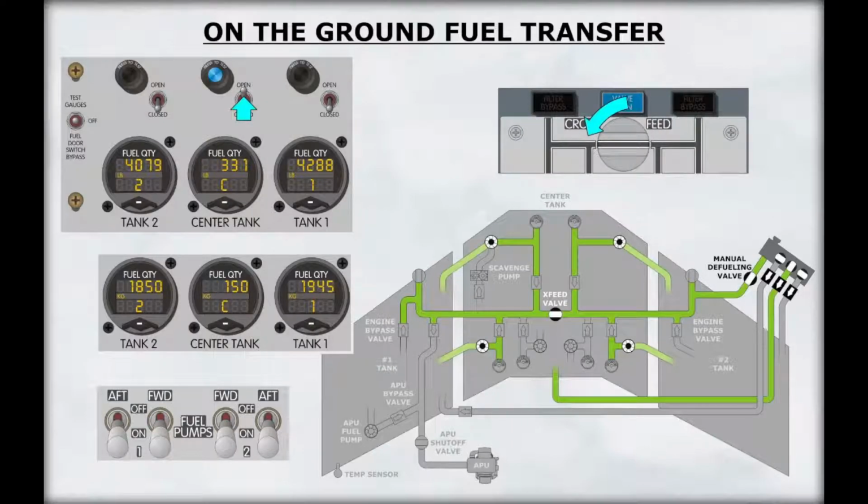In this example, fuel is being transferred from tanks 1 and 2 to the center tank. Note that the crossfeed valve is open to prevent fuel imbalance. The manual defueling valve and the center tank fueling valve are opened. The fuel from the crossfeed manifold is directed to the center tank.